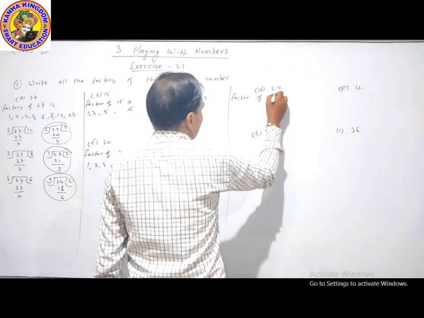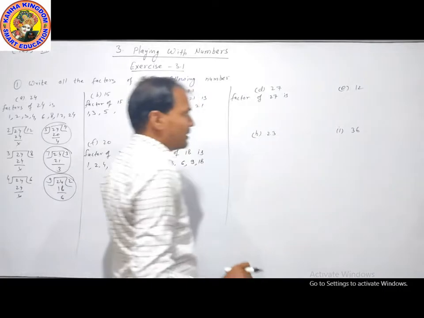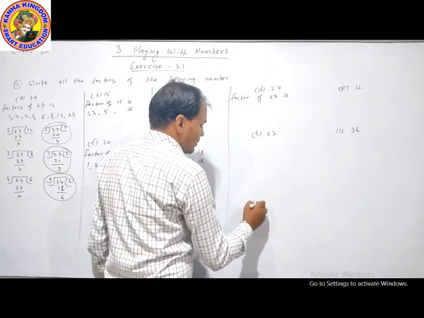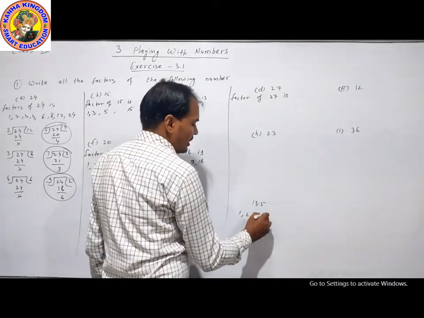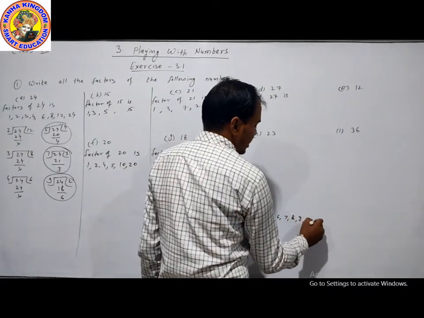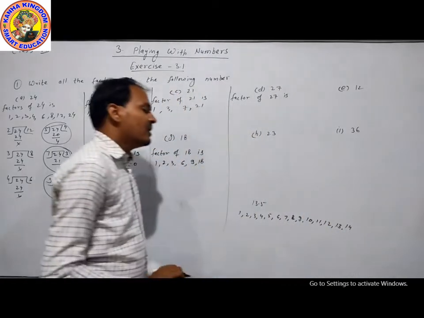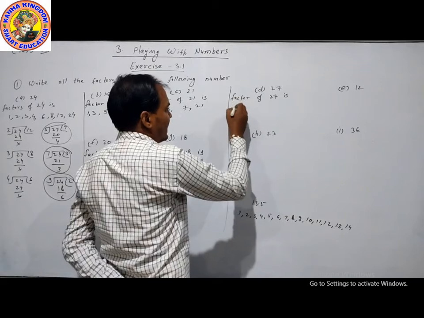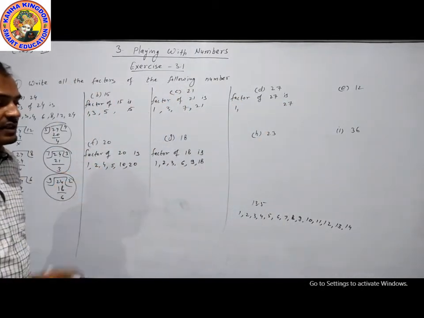Factors of 27: now take half of this number. Half of 27 is 13.5. So 1, 2, 3, 4, 5, 6, 7, 8, 9, 10, 11, 12, 13, 14. Now take up to 14. These are the numbers where we check the factors. First of all, 1 and 27 are our basic factors. So 1 and 27 are factors.